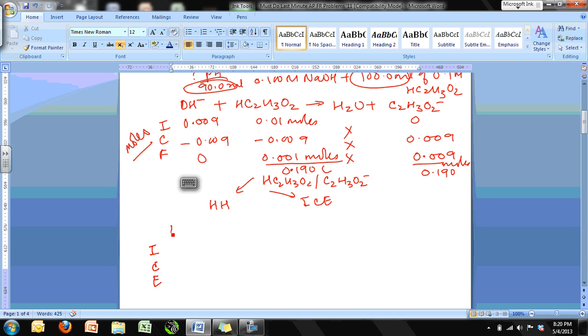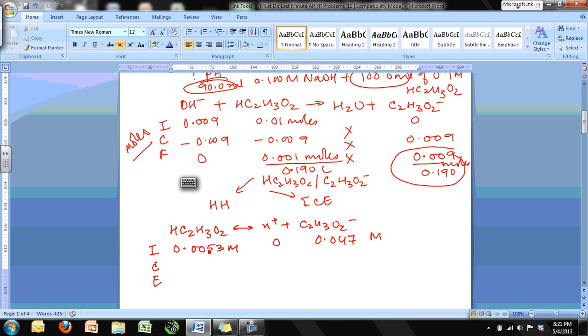If you use an ICE chart, then the equilibrium will be for acetic acid making H plus and acetate ion, and you write the amounts. When you divide 0.001 by 0.190, you get 0.0053 molarity of this, 0 molarity of this, and when you divide 0.009 by 0.190, you get 0.047 molarity of this. And then you go minus x, x and x. So at equilibrium, you have 0.0053 minus x, x, and 0.047 plus x.